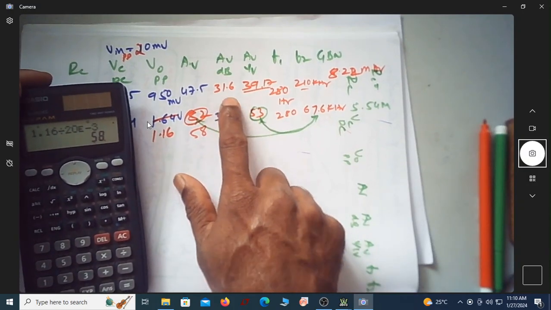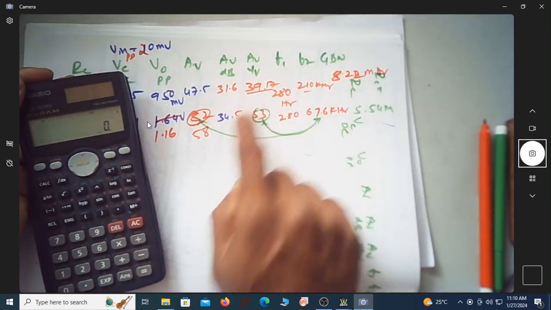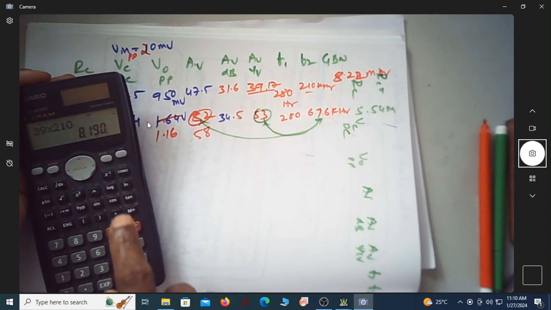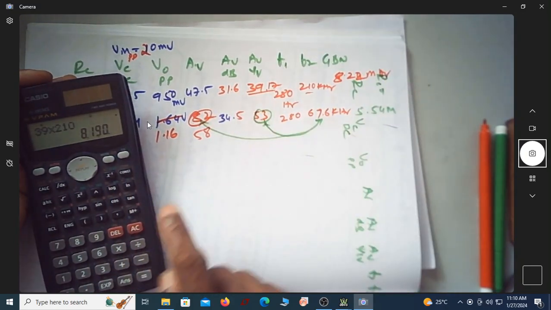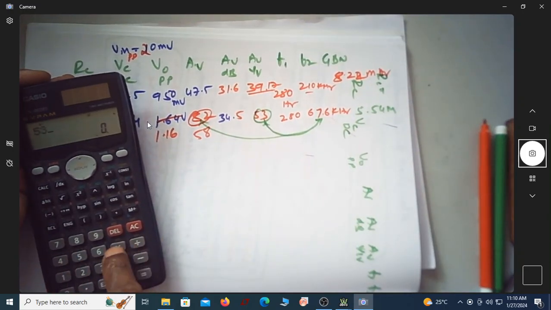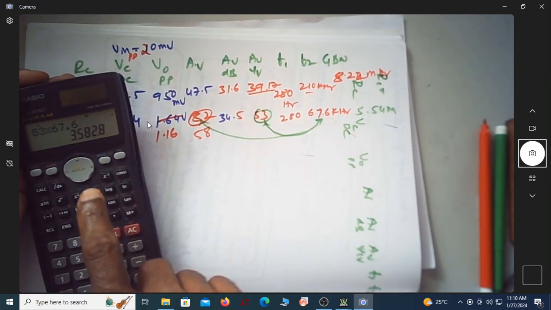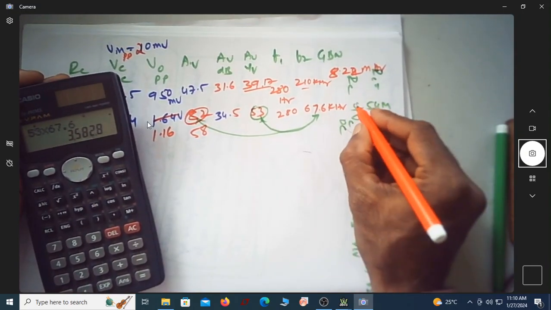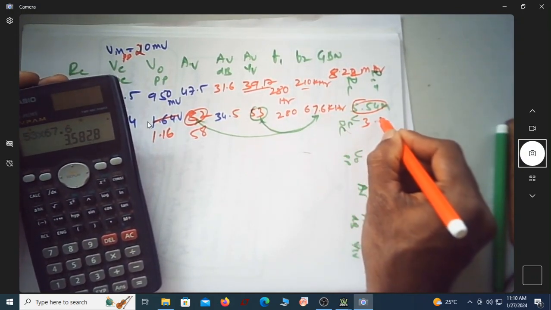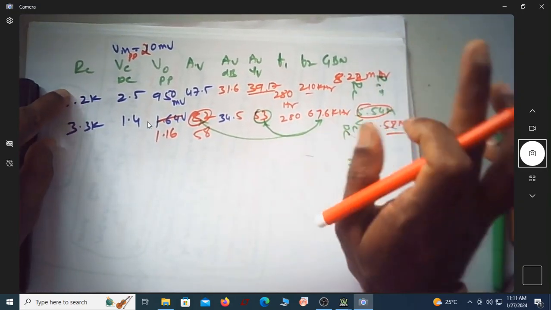So gain bandwidth product was, okay, I actually multiplied 39. In the earlier case, it was 39 into 210. It was 8.2 megahertz. Now it is 53 multiplied by 67.6. It is 3.5. Okay, now it is 3.58 megahertz. So actually, theoretically speaking, this should remain constant.